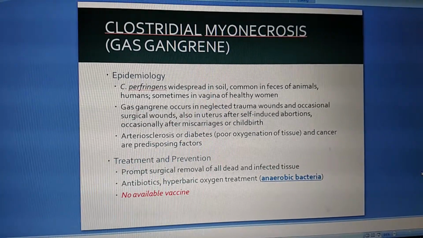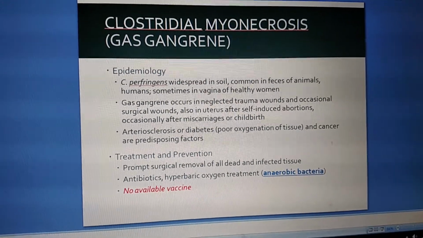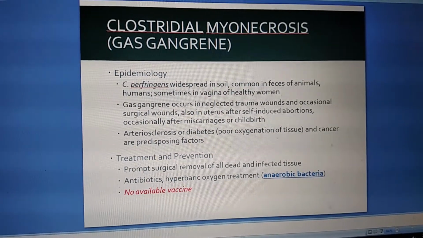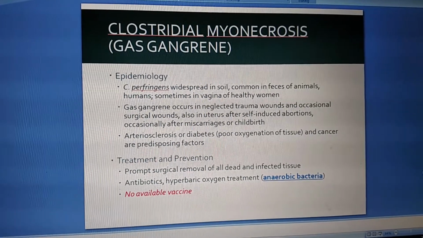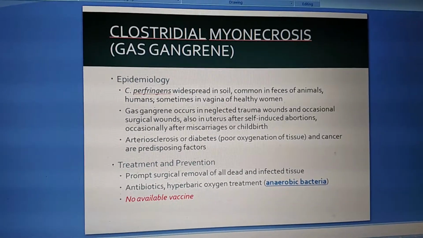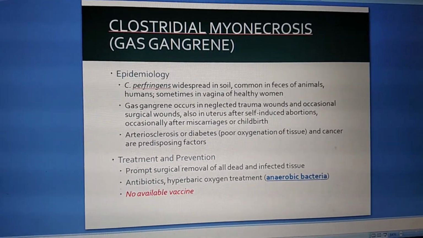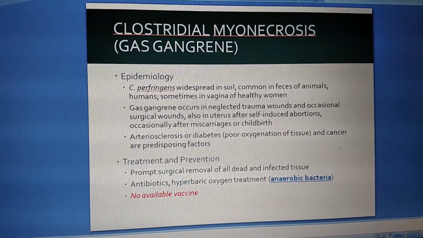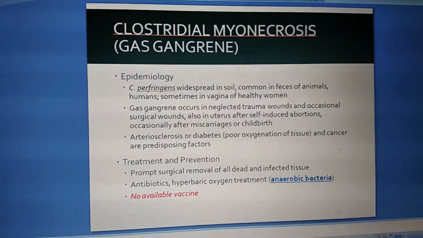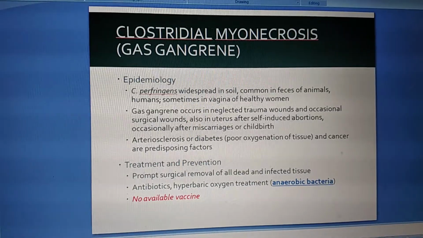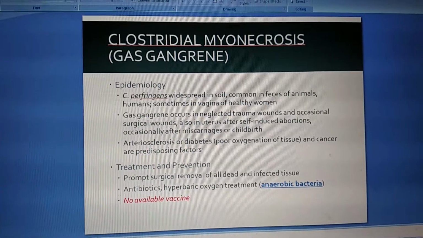So you have to realize that Clostridium species are found everywhere in dirt. They can be commonly found in the feces of animals, humans, and sometimes even in the vagina of healthy women. So gas gangrene occurs when you have these neglected trauma wounds and these surgical wounds. Gas gangrene was actually a common cause of death in women who had back alley abortions before abortions were legalized in the 1970s. You can also see risk factors for this being associated with arteriosclerosis or diabetes because you're not oxygenating your tissues very well, and by having cancer.